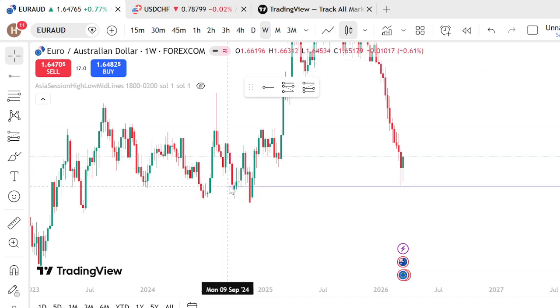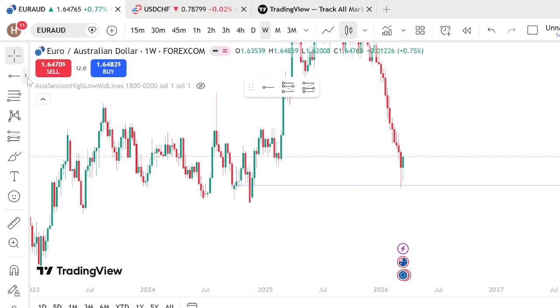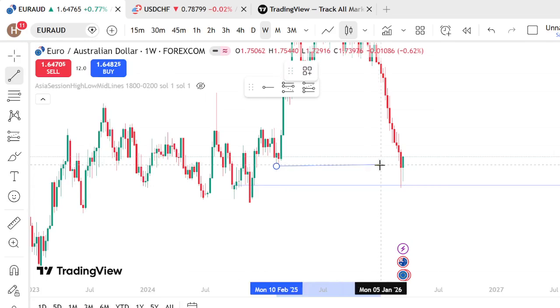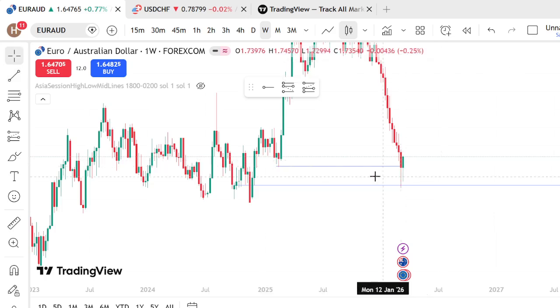So price tapped into this key level after sweeping this particular liquidity on the weekly time frame. So we know we are supposed to start looking for buys. But on the weekly time frame, if you have been waiting for the weekly time frame to give you a breakout before you start buying, you will have basically missed the buy.